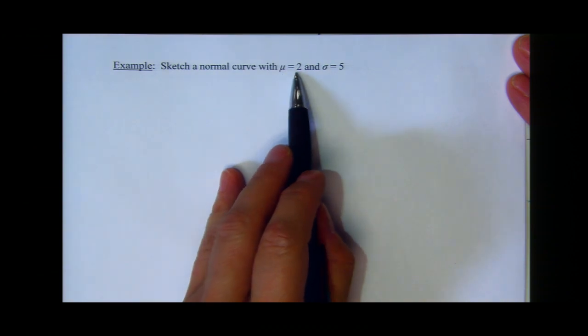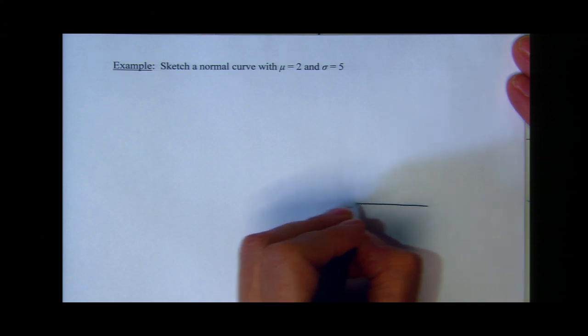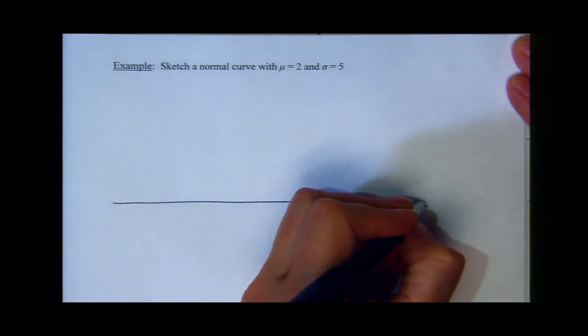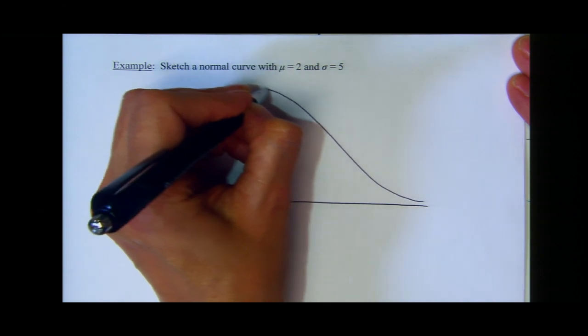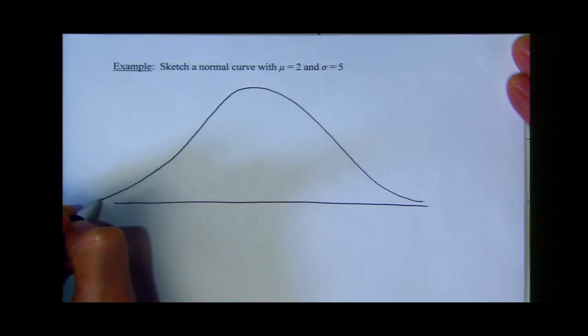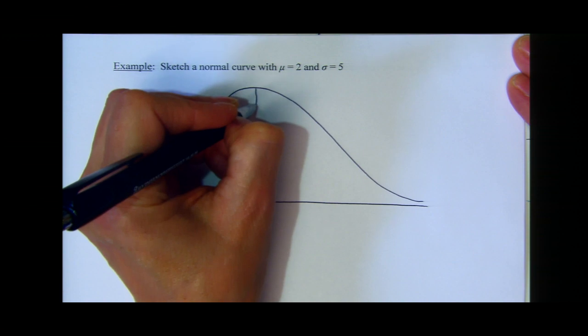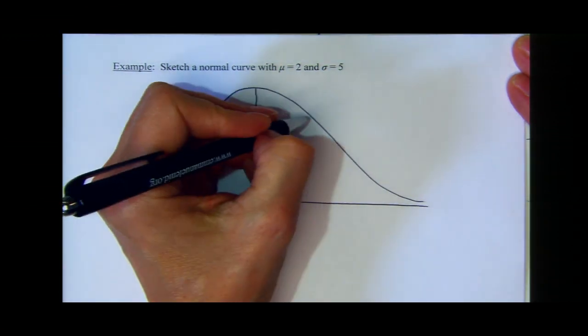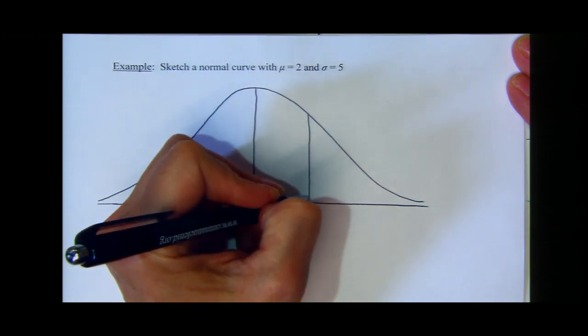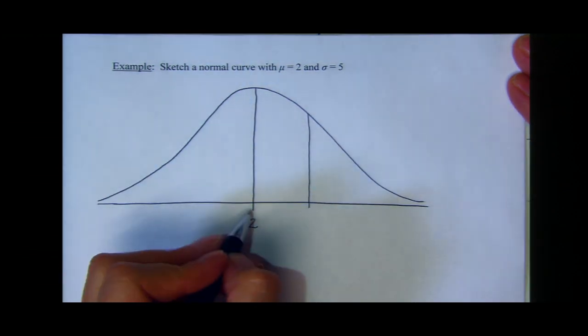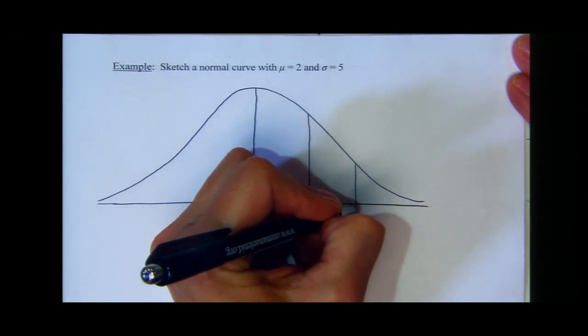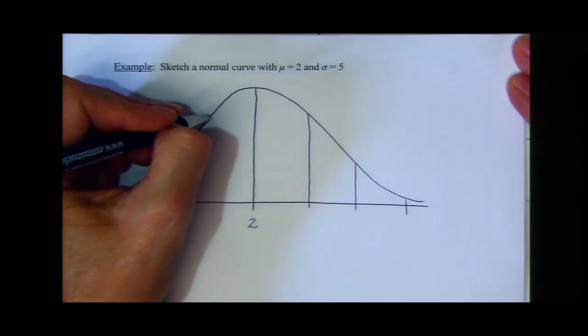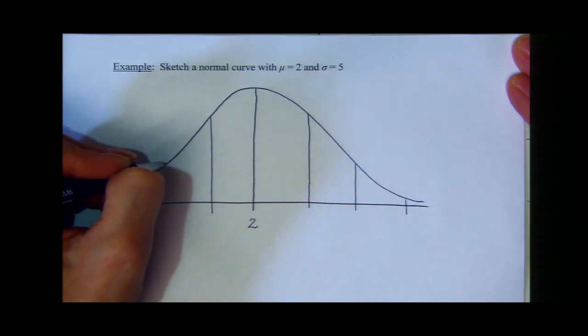All right, we are asked to sketch a normal curve with mu of 2 and sigma of 5. All right, so I'm going to draw a normal curve. Now, when we're dealing with a normal curve, we know that what cuts it in half is mu, and they tell me that mu is 2. And then what we always do, here's my first inflection point, but we go out 3 standard deviations. So to the right, I went out 1, 2, 3 standard deviations, and I'm going to do the same thing to the left.